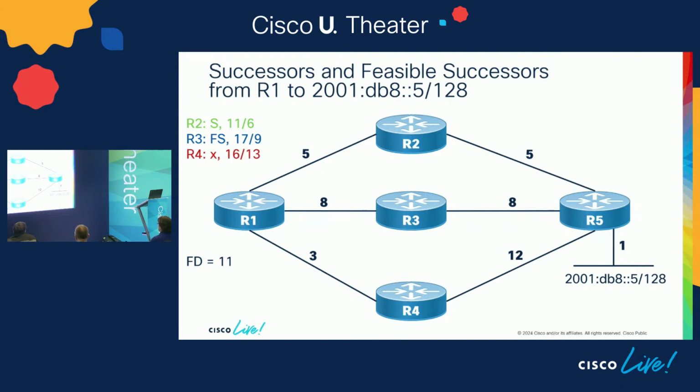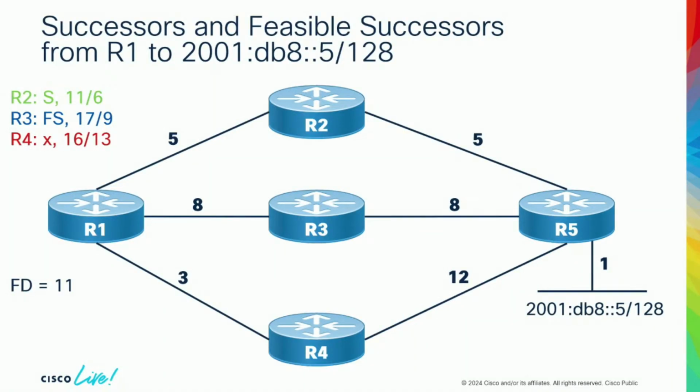And finally, I have the path through R4. Notice that it's shorter than the path through R3, 16, but R4 does not meet the feasibility condition. R2 is the successor. R3 is the feasible successor. R4 is nothing, but still provides a seemingly better path than the feasible successor.